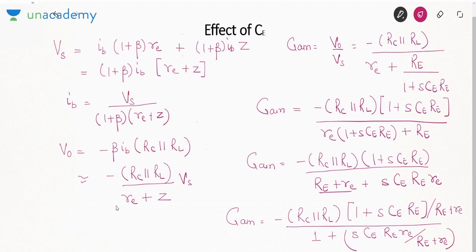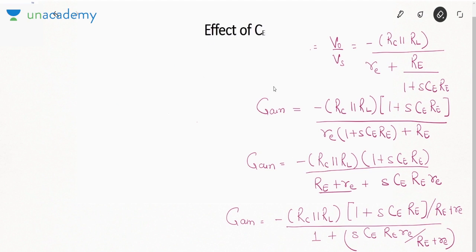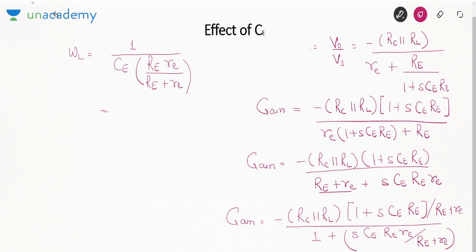Okay. Now we know that by looking at the coefficient of S in the denominator, we can tell the cutoff frequency. So the cutoff frequency here is 1 by the coefficient of S. The coefficient of S is CE into Re small re by Re plus small re. That is 1 by, this is capital Re in parallel with small re multiplied with Ce. That is the cutoff frequency associated with Ce.